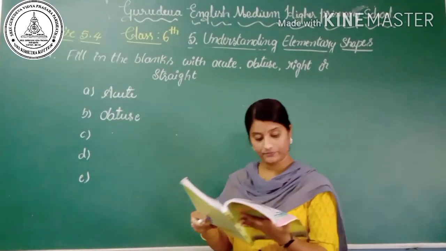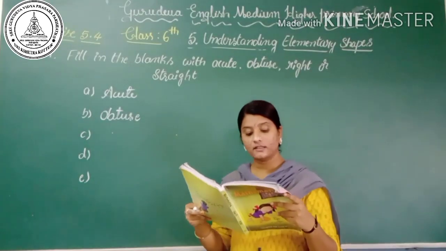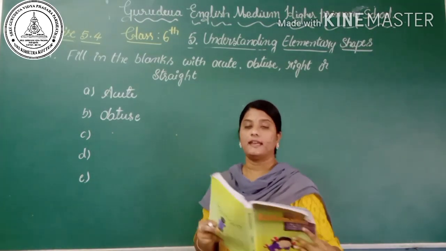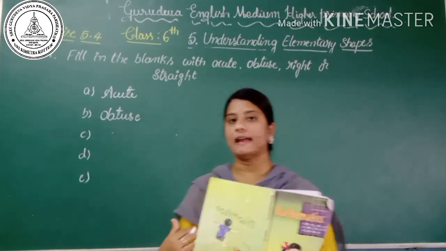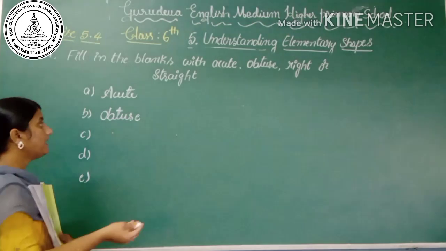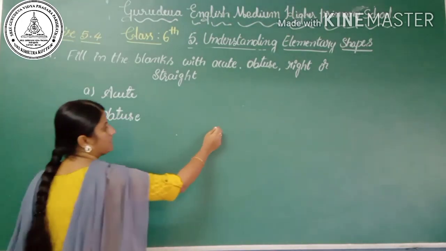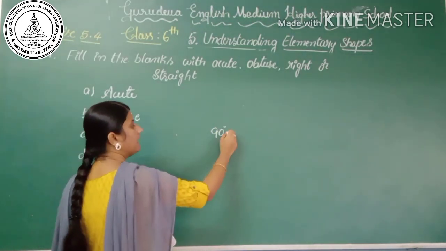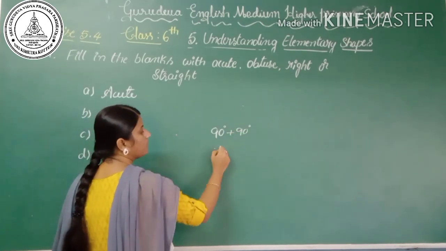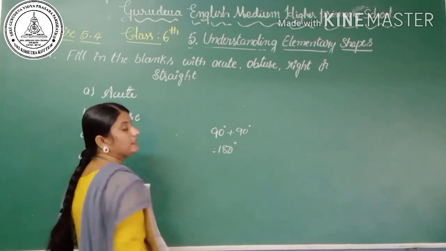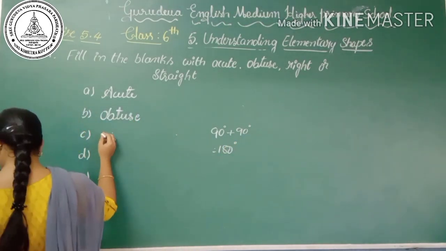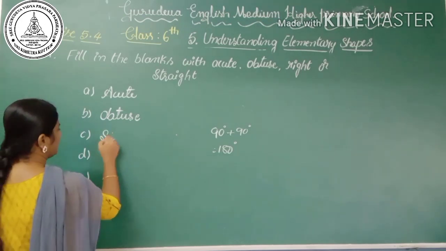Then the third one, an angle whose measure is the sum of the measures of two right angles is dash. One of the right angles is 90 degrees and the other right angle is 90 degrees, so 90 plus 90. The sum of two right angles is equal to 180 degrees. Then it is a straight angle, right? So it is straight.